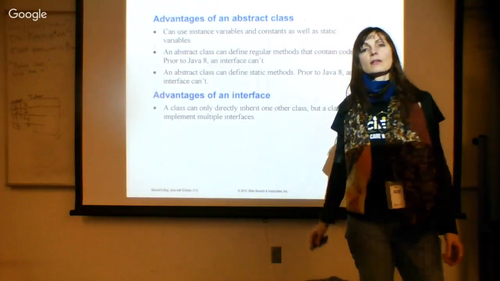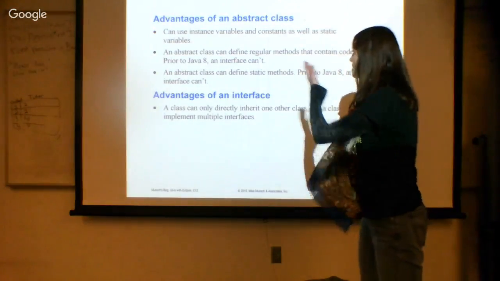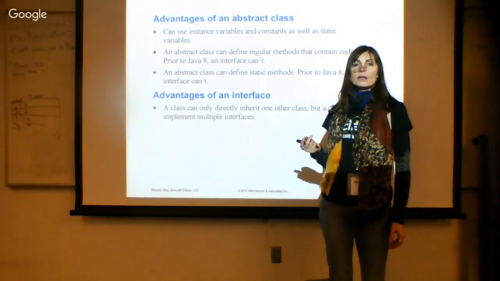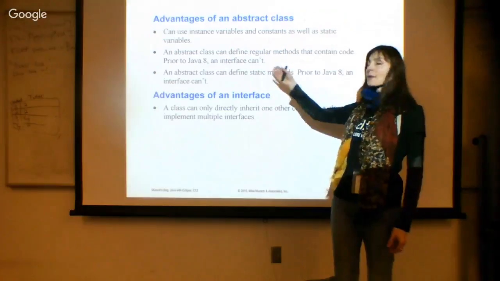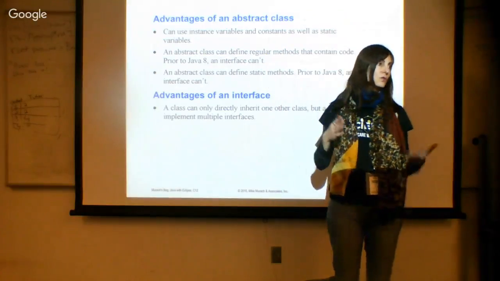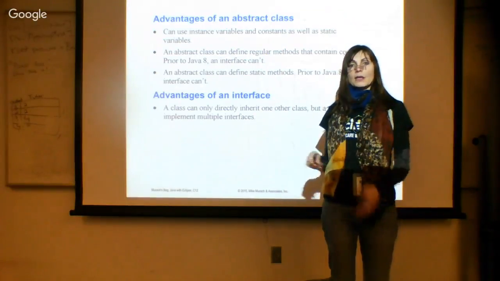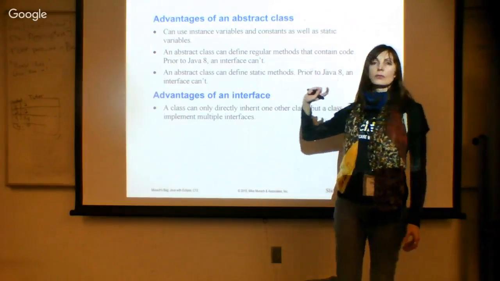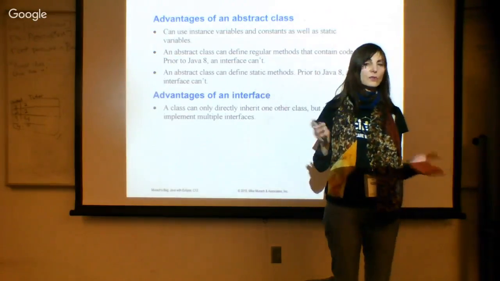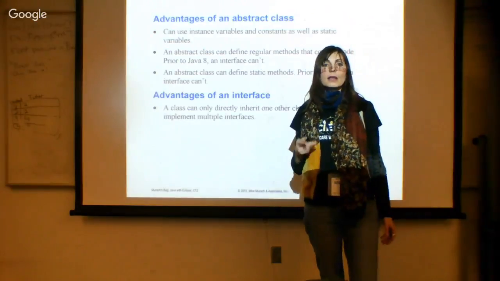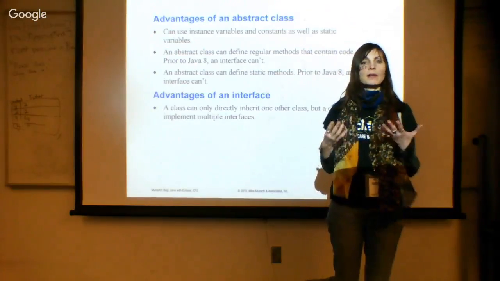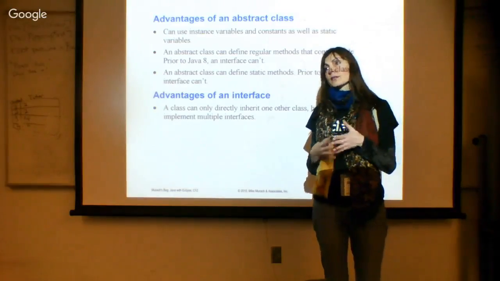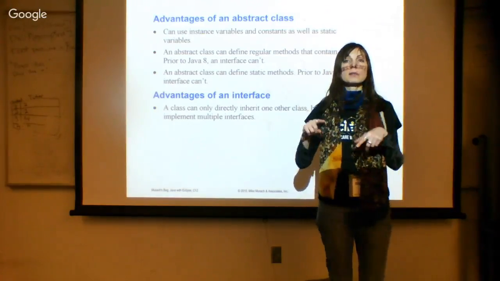All right, so the advantages of an abstract class: you can have instance variables, constants, static variables, and you can define regular methods as well as abstract methods, but now this is also true for interfaces. And the abstract class can have static methods, whereas prior to Java 8, interfaces could not. And the biggest, I don't know if the biggest, but the advantage of the interface that the abstract class definitely does not have is that you can implement multiple interfaces.